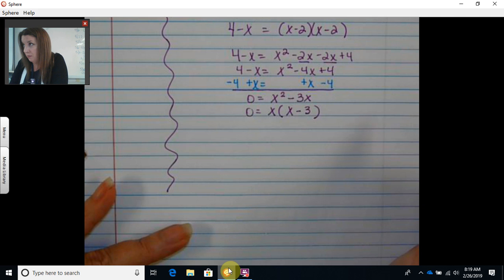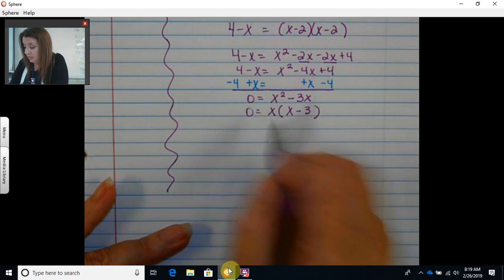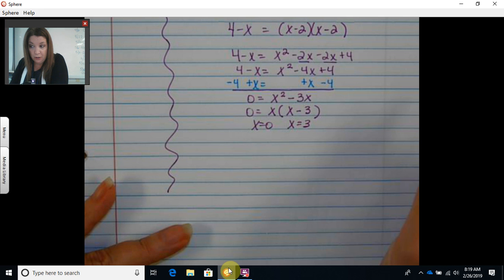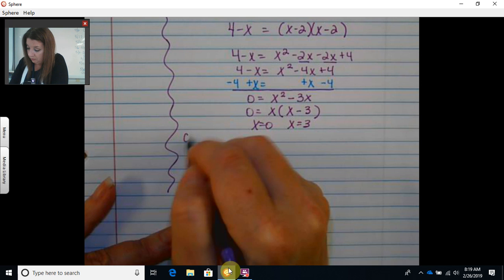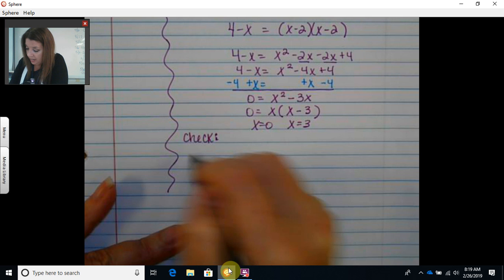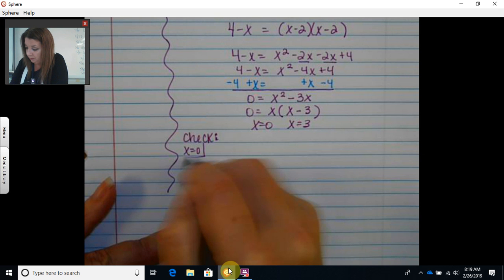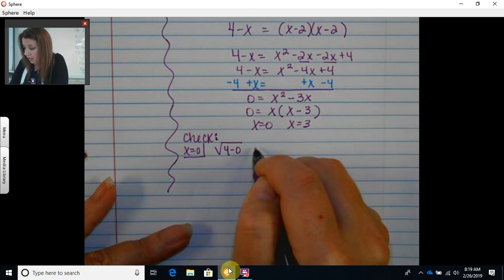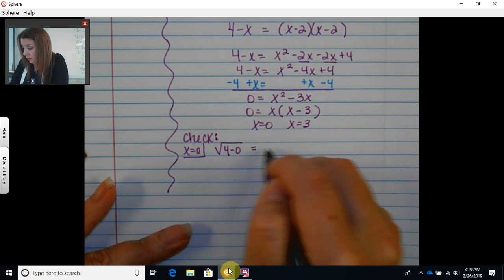Can I factor x minus 3 any further? No. Am I ready for my solutions? What are they? 0 and 3. x equals 0. And if I set x minus 3 equal to 0, I would get x equals 3. So I'm going to have to check both of these solutions. So I'm going to check x equals 0 first. So it's the square root of 4 minus 0 equals 0 minus 2.